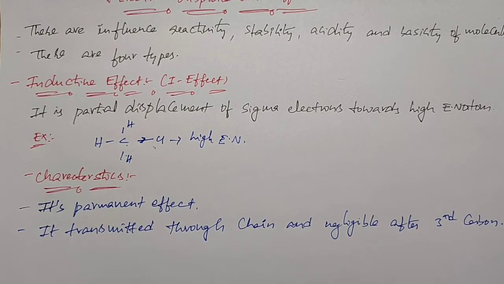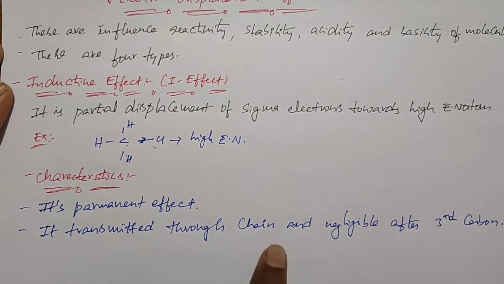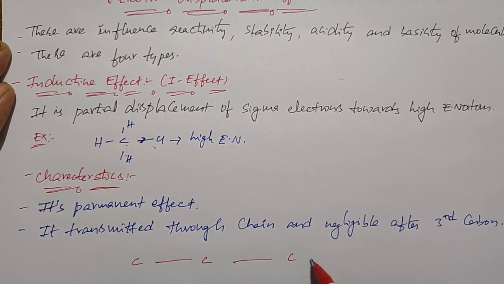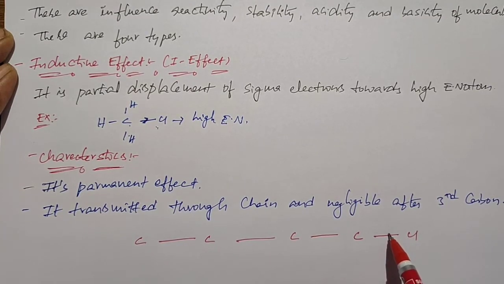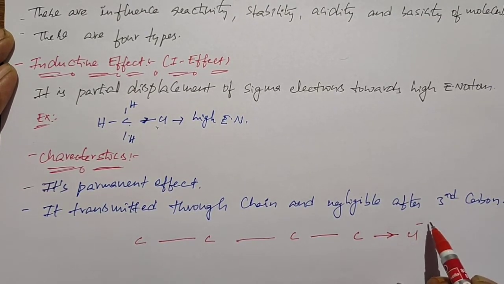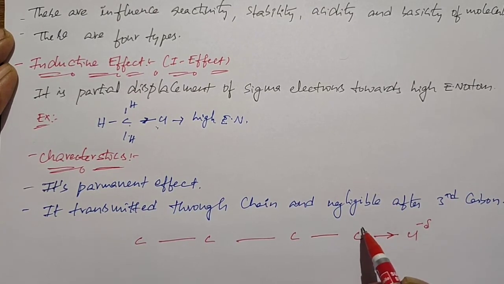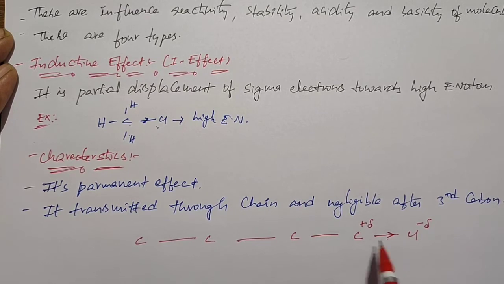Due to the presence of inductive effect, a positive charge develops. Suppose it is transmitted through the chain and negligible after the third carbon. I take one example here: carbon, carbon, carbon, carbon, and chlorine. Chlorine is a high electronegativity atom, so it pulls the sigma electrons toward itself. Then it partially gains a negative charge. Here the carbon partially loses electrons, so it gets a partial positive charge. When the chlorine atom pulls the electrons, this effect continues along the chain.